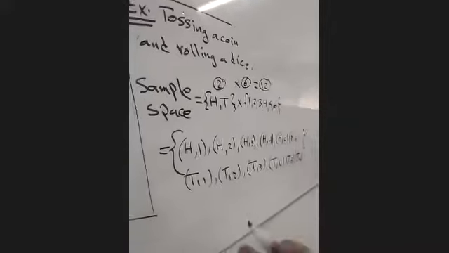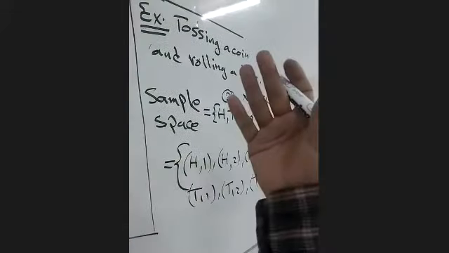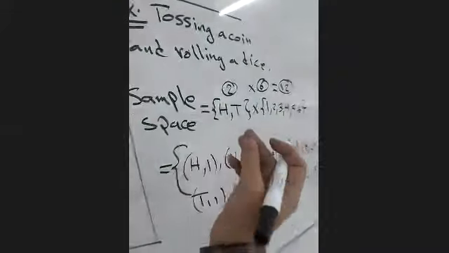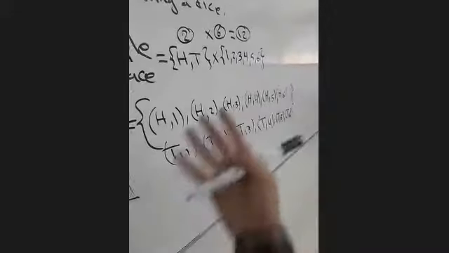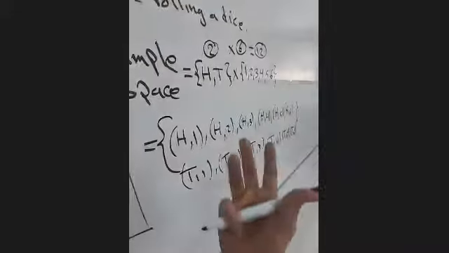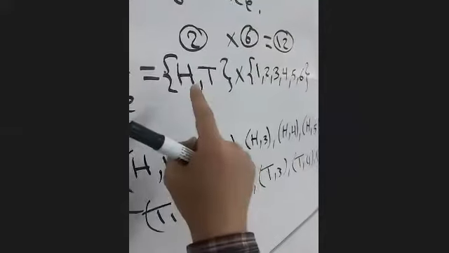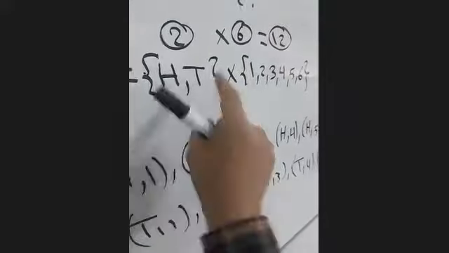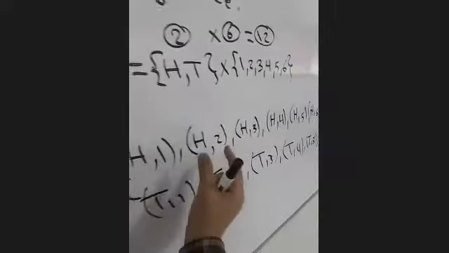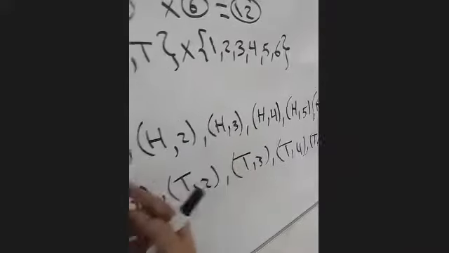So to find the sample space of a compound experiment, we find the sample space of each one, then we multiply them like this. How do we multiply? We pass each element in the first set or group on all the elements of the second group. And we put them like this, ordered pairs with a comma between them.